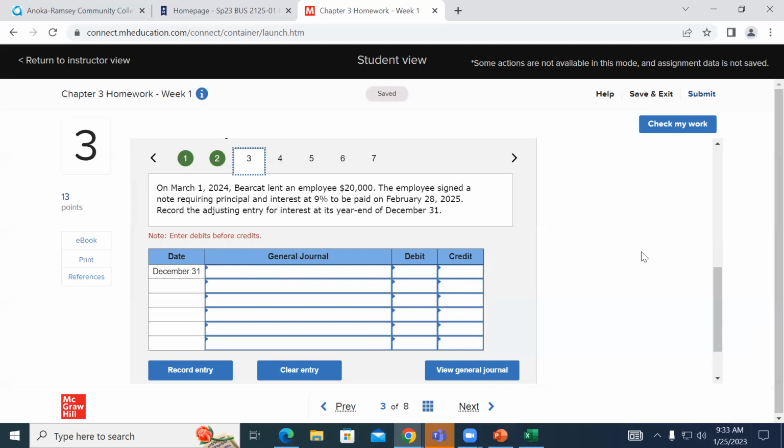On March 1st, 2024, Bearcat lent an employee 20,000. The employee signed a note requiring principal and interest at 9% to be paid on February 28th, 2025. Record the adjusting interest entry for interest at its year end.